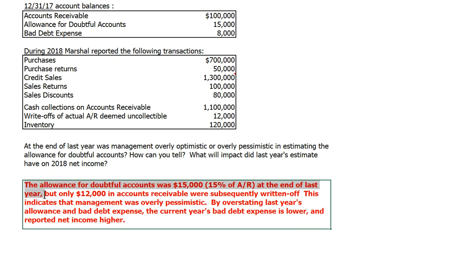But notice or recall that we only wrote off $12,000 in accounts receivable. That means management was overly pessimistic regarding collections. And by overstating the allowance last year, the current year's bad debt expense will be lower, and its reported net income will, of course, be higher.